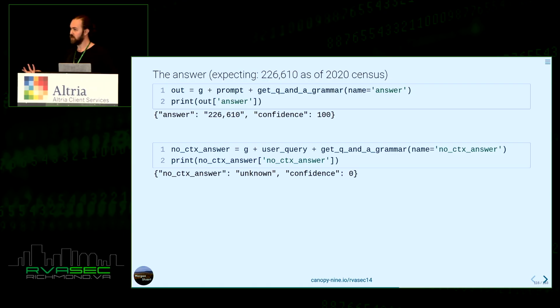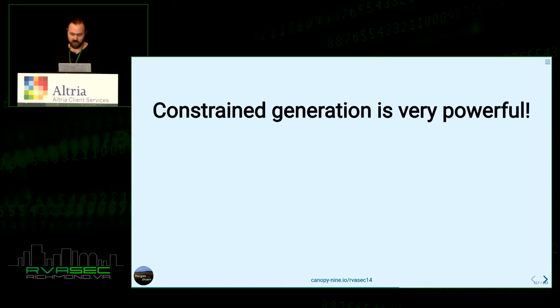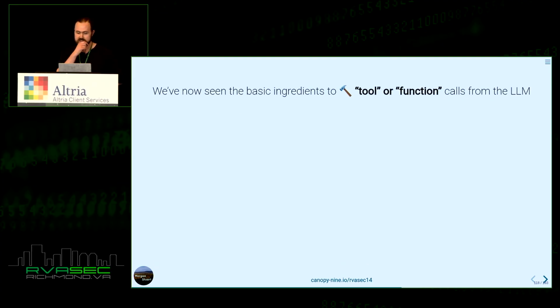So this is pretty cool. Hopefully you're picking up that constraint generation is incredibly powerful. It starts to become sort of the Swiss Army knife. You can really do some good work with that. So what we've seen so far is really all the ingredients we need to start asking this model to do tool or function calling.